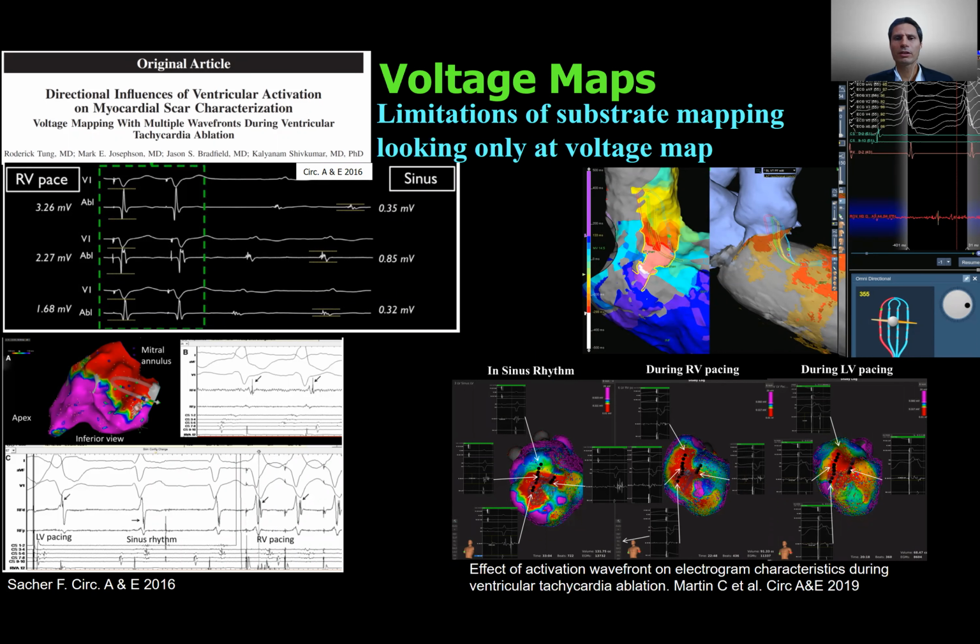So when we think about VT ablation, we think about substrate map and voltage map. However, there are quite a lot of limitations, such as activation wavefront, and it has been very well shown by Dr. Chung. This is particularly true in the border zone, and in this example we published, the downscale is pretty preserved, but if you change activation wavefront, the border zone may change quite a lot in terms of voltage.